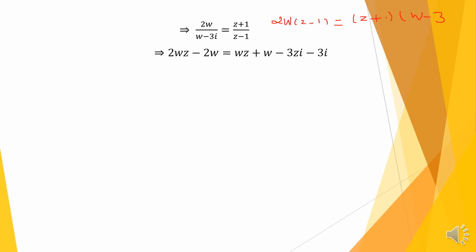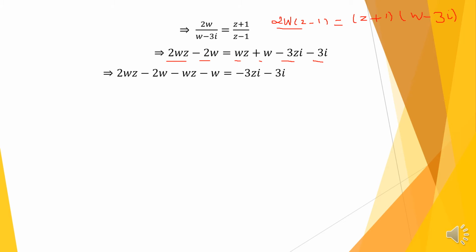So now simplify. We get in the left hand side 2w into z is 2wz minus 2w into 1, that is minus 2w, is equal to, in the right hand side, z into w is wz plus 1 into w is w. Now minus 3i into z is minus 3zi and 1 into minus 3i is minus 3i.